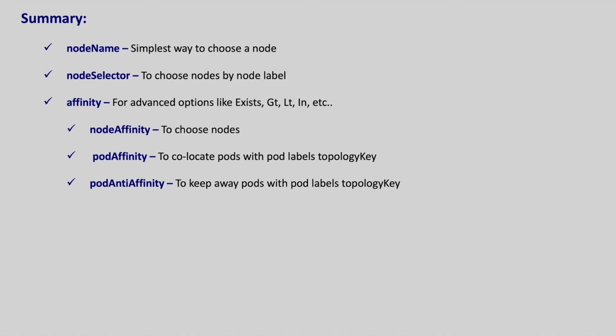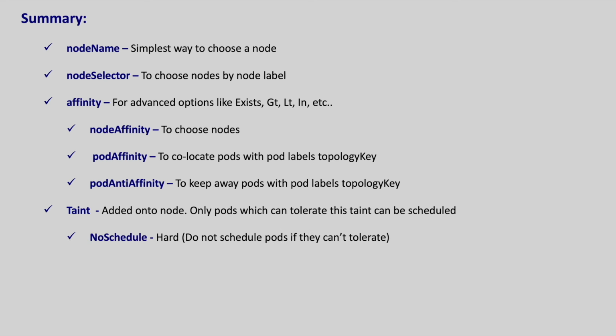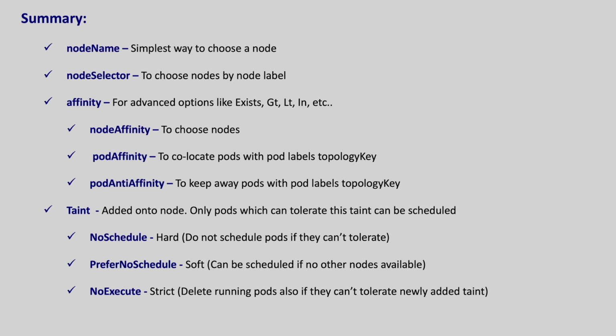Pod anti-affinity can be used to keep certain pods away from each other, and a taint can be added to a node. There are 3 types of taints. NoSchedule completely prevents the scheduling. PreferNoSchedule is a soft rule which is defined to schedule the pods onto this node if no other nodes are available. And finally, the NoExecute taint effect evicts even running pods from a node, and pods won't be scheduled to that node unless they tolerate the taint.